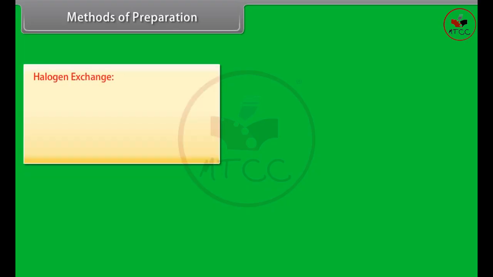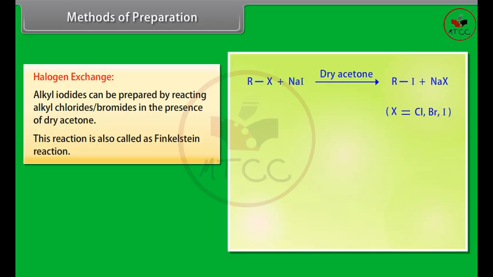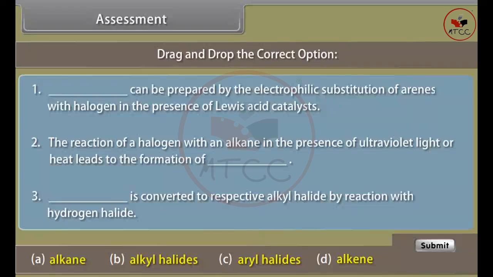Halogen exchange. Alkyl iodides can be prepared by reacting alkyl chlorides or bromides with sodium iodide in the presence of dry acetone. This reaction is also called the Finkelstein reaction. The alkyl fluoride can be prepared by the Swarts reaction, in which alkyl chlorides or bromides are heated in the presence of metallic fluoride.